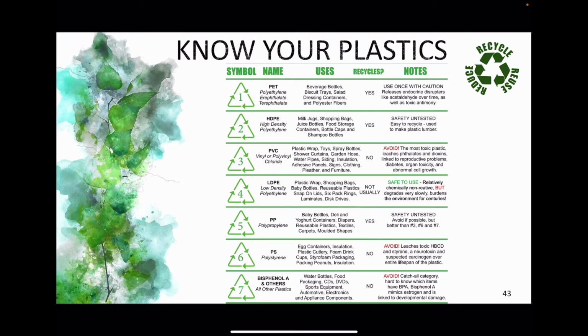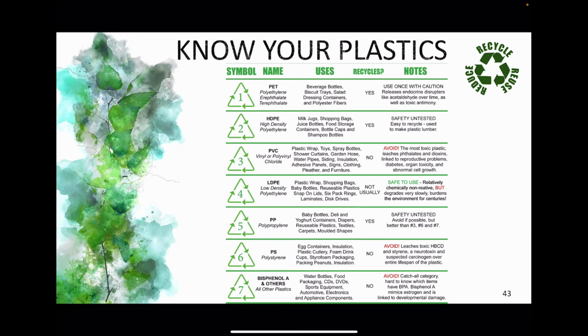For the symbol with number 2, it means HDPE, high density polyethylene. This type of plastic is widely used in making milk jugs, shopping bags, juice bottles, food storage containers, bottle caps, and shampoo bottles. These plastics can also be recycled. This plastic is safety untested. It is easy to recycle and is used to make plastic lumber.